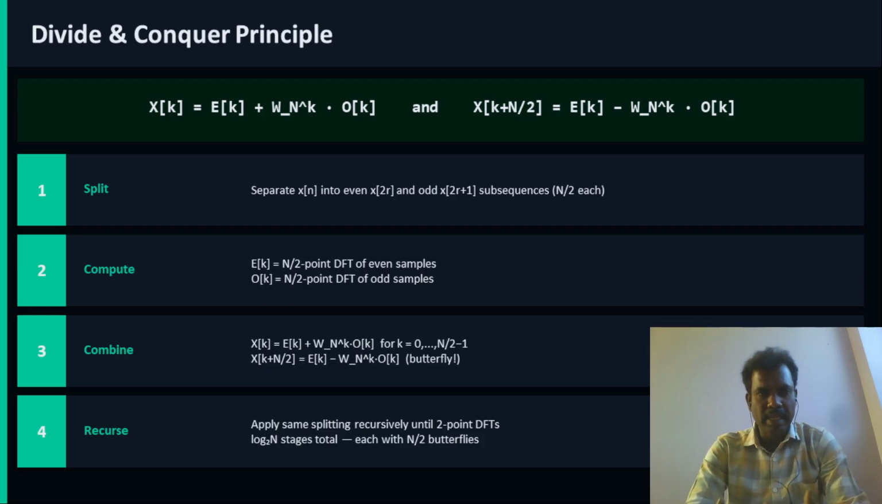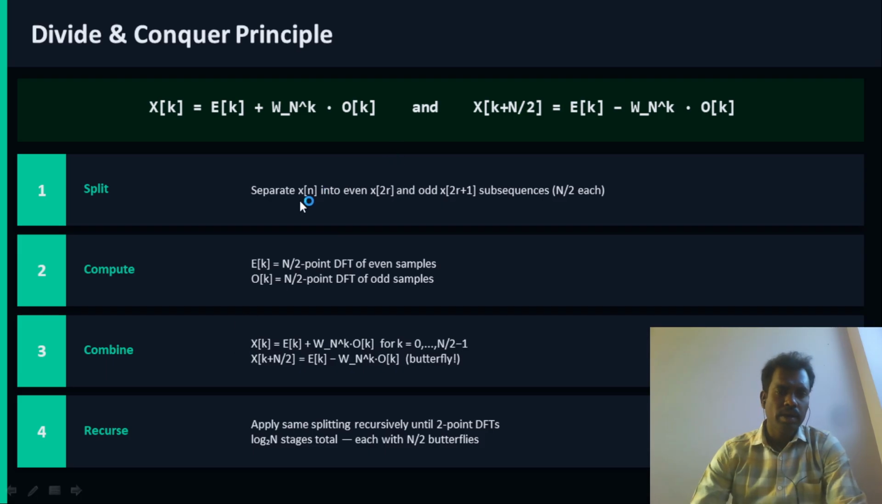So the basic concept behind this FFT is nothing but the divide and conquer principle. What is the divide and conquer principle? If x of n input contains n points, by using the direct formula we calculate the DFT for all n samples. We apply n samples for finding one output, and we repeat the same thing.